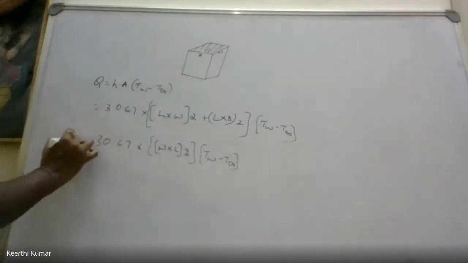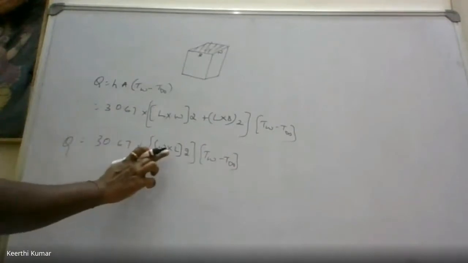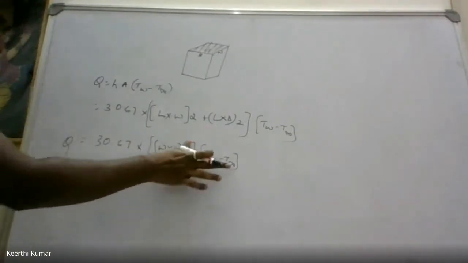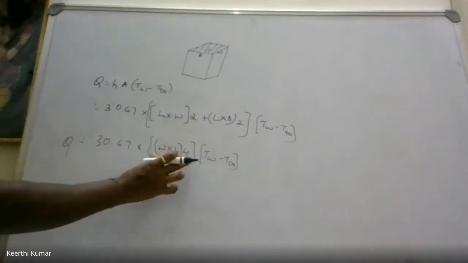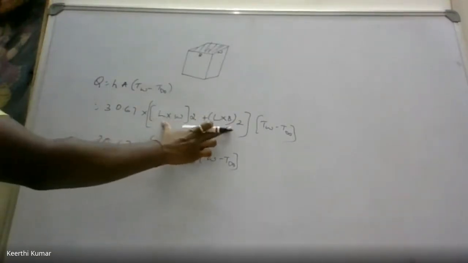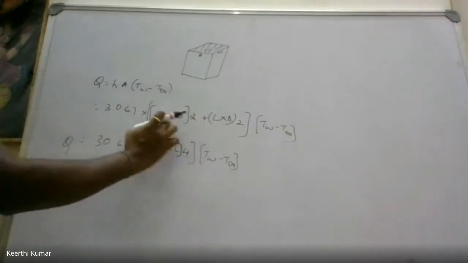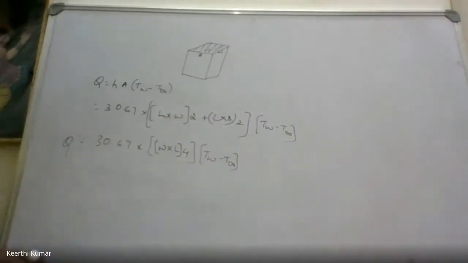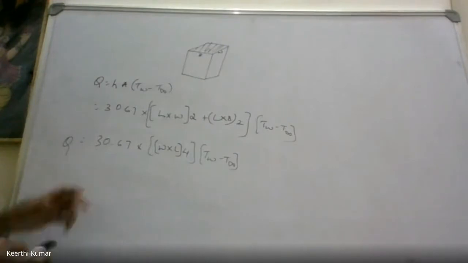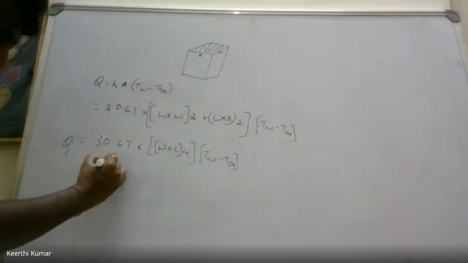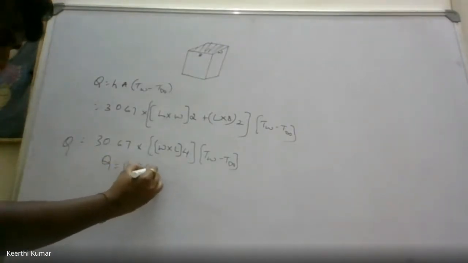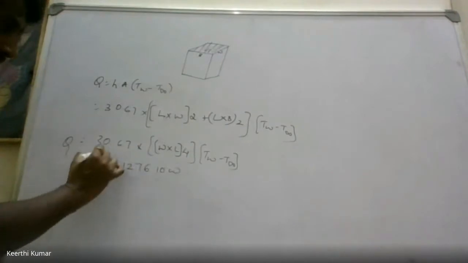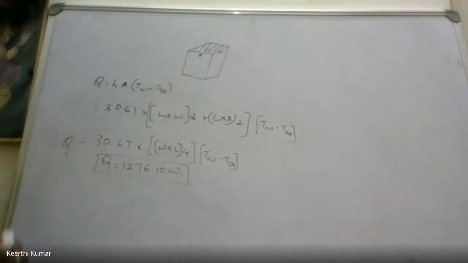This is Q. Why have I taken this? I know this w is equal to b, so I write it like this. If it is a rectangle, you're supposed to use this equation. If it is a square, directly the same thing, I rewrote this in the form of 4 multiplied with 4. Find out the Q. I got the Q as 1276.10 watts.